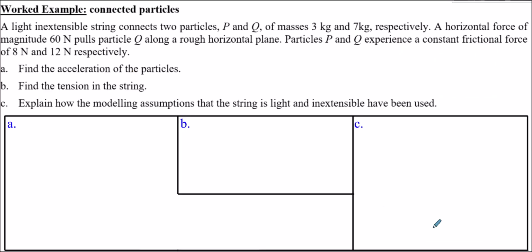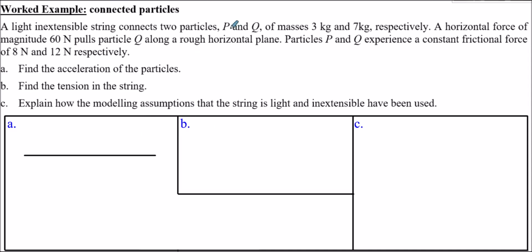So I'm just going to jump straight in with an example on connected particles. What we have here is a light inextensible string connects 2 particles P and Q, and these have masses of 3 kilograms and 7 kilograms respectively. So let's start to draw in this situation. We've already been told that it's a horizontal force of 60 newtons pulling them along a horizontal plane. So we know that it's going to be a situation where it's moving horizontally.